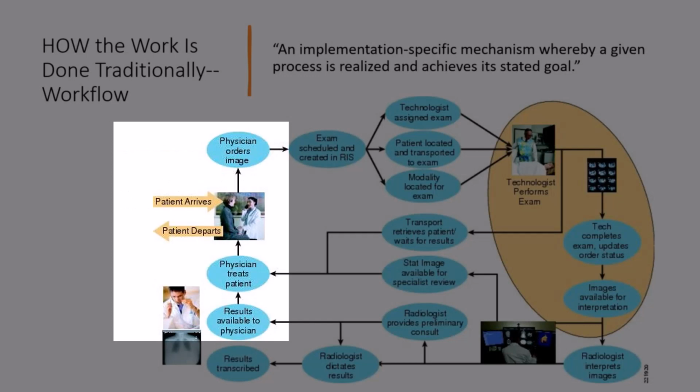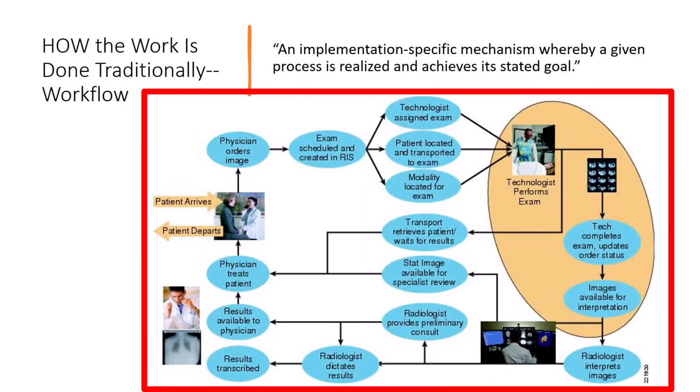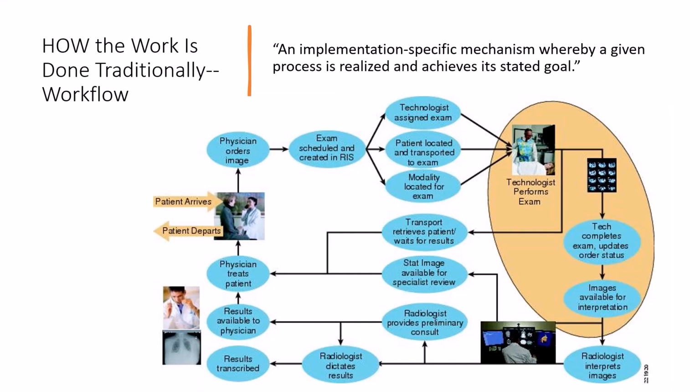We'll start with the patient going to the doctor, and the doctor orders some images. The ordering physician receives the images and a report from the radiologist and then proceeds to treat the patient. Now let's look at a traditional workflow series in medical radiography. Remember, it's an implementation-specific mechanism whereby a given process is realized and achieves its stated goal. Notice how many actors there are in this process and how many steps are taken. And this would be the minimum amount of steps taken for a traditional system.